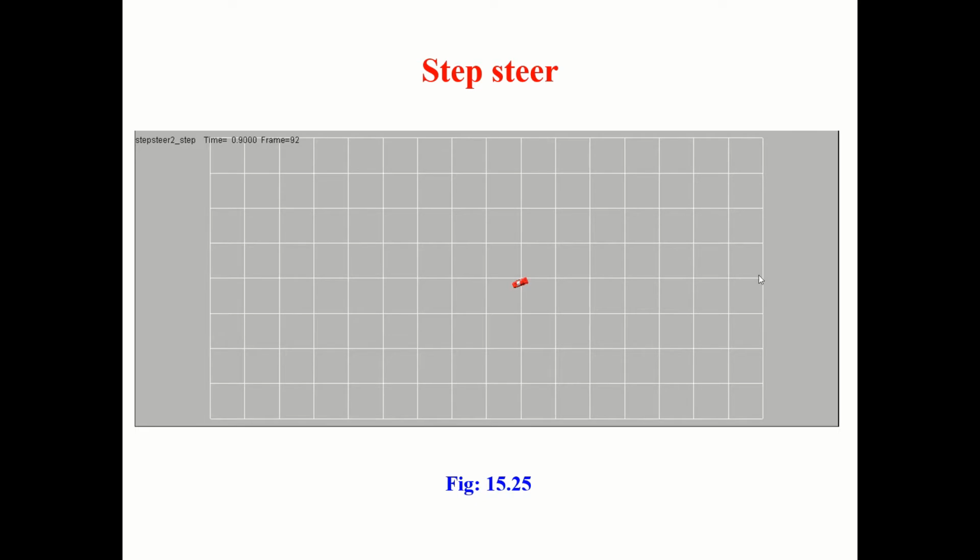So here the vehicle step steer is given. This is what is happening here. You see. In fact, the vehicle is sliding and going. That is a problem. It's going out of control. Right.